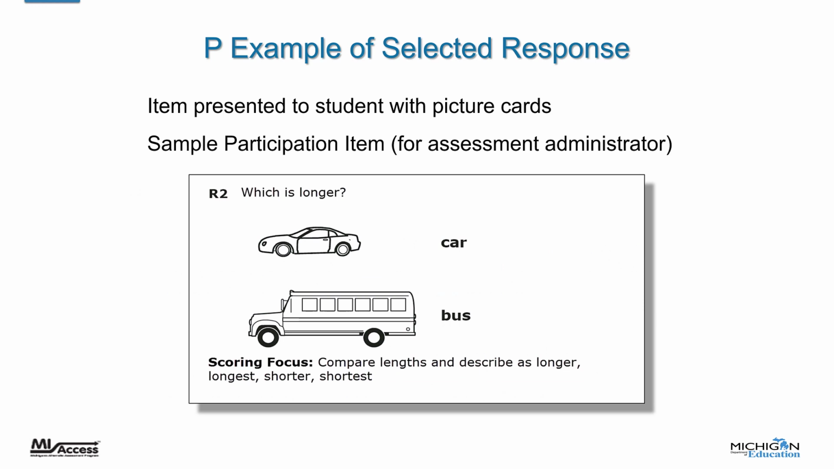Here is an example of what administrators might see in the Assessment Administrator booklet. You will see the question and the 2 answer choices, and the scoring focus. The scoring focus relates directly to the alternate content standard that's being measured. In this case, comparing lengths and describing them as either longer, longest, shorter, or shortest. In this case, we are asking the question, which is longer?